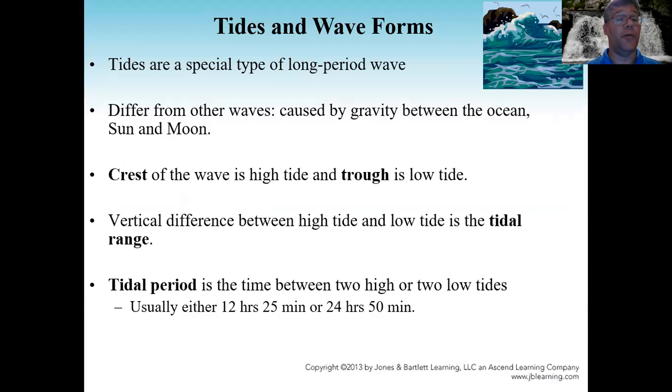The crest of the wave of the tide is when we have high tide. The trough is when we have low tide. Measuring the difference between high and low tide, that's known as the tidal range. Again, the period, the time between one high tide to the next high, or one low to the next low, is usually either just over half a day or just over a full day.